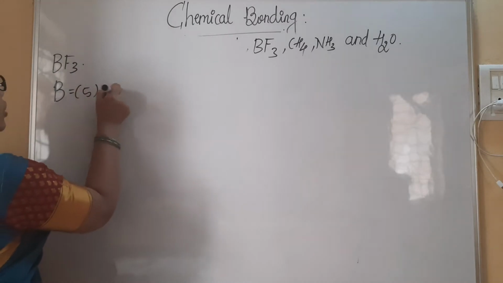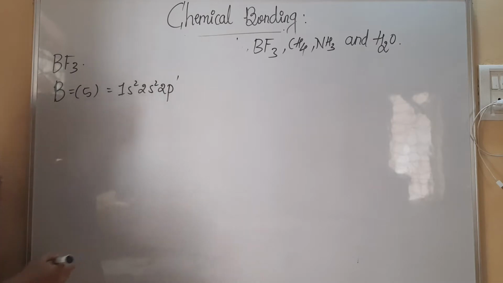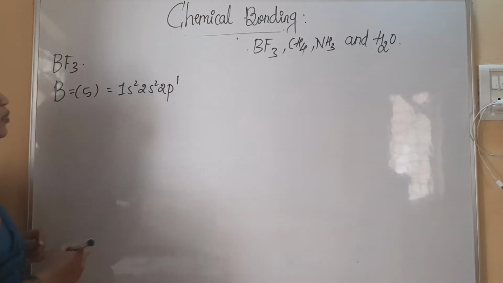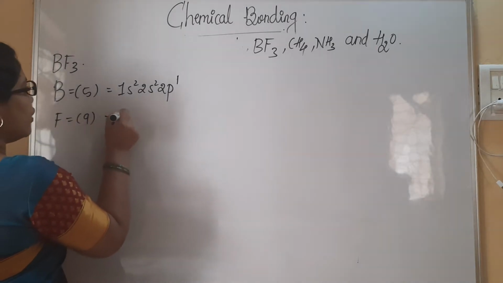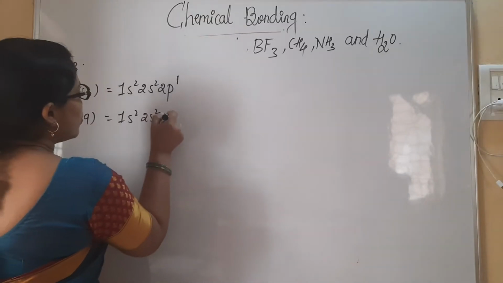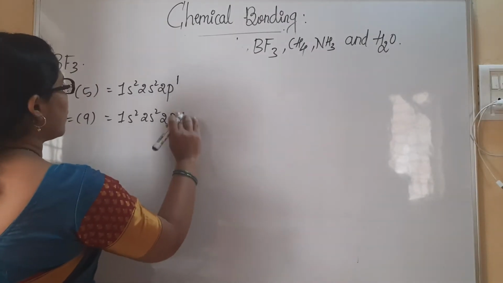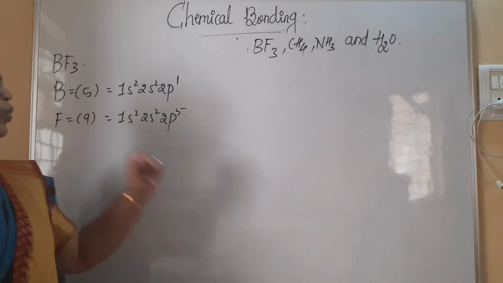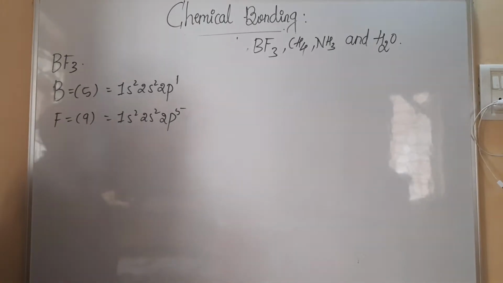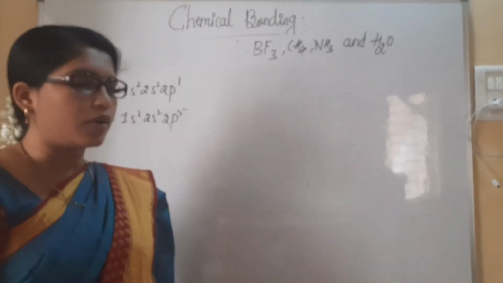We have a configuration 1s2, 2s2 and 2p1. Now let us consider fluorine, with the atomic number 9. It will be 1s2, 2s2, 2p5. Now, in order to do the hybridization process, let us have the orbitals of boron.